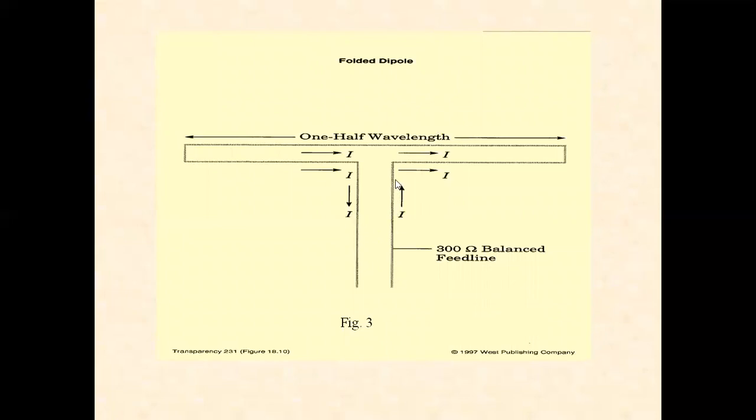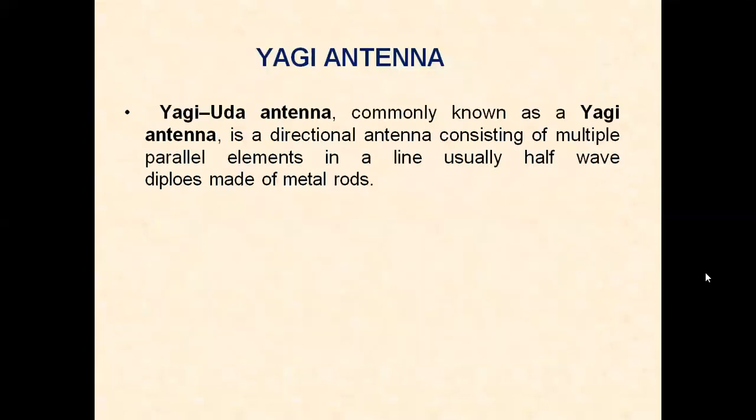Transmission line, 300 ohms balanced feed, one antenna, another antenna conductively coupled here, whose length is lambda by 2, and this is the main important element in the design of Yagi-Uda antenna. Now let us see about Yagi antenna in detail.